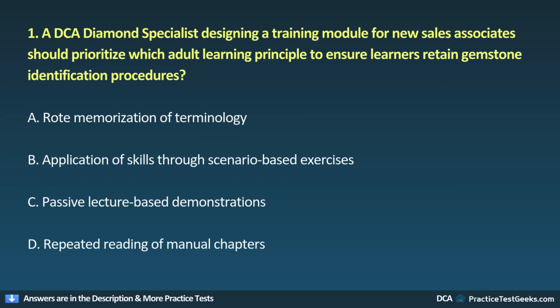1. A DCA Diamond specialist designing a training module for new sales associates should prioritize which adult learning principle to ensure learners retain Gemstone identification procedures. A. Rote memorization of terminology. B. Application of skills through scenario-based exercises. C. Passive lecture-based demonstrations. D. Repeated reading of manual chapters.